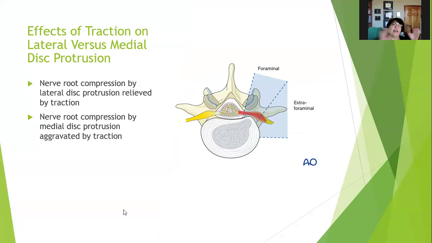So traction on lateral versus medial disc protrusion. Nerve root compression by lateral disc protrusion is generally relieved by traction. Nerve root compression by medial disc protrusion is a lot of times aggravated by traction. That's why medial disc protrusion is a precaution. You don't want to aggravate somebody's pain.